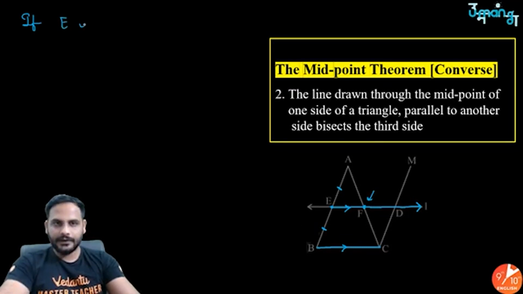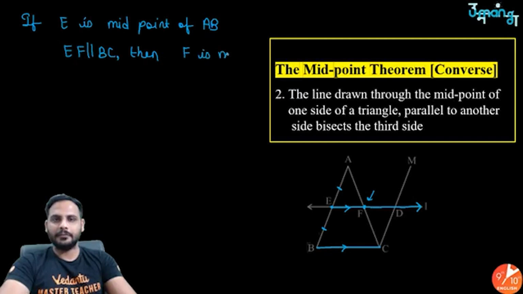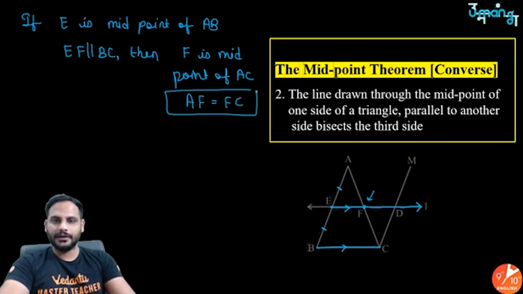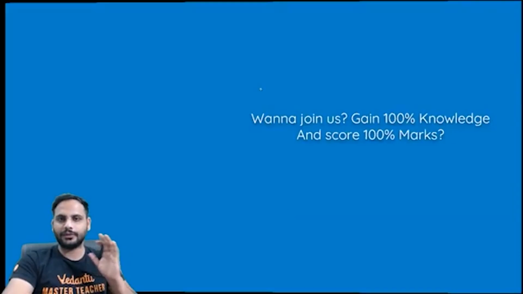if E is the midpoint of AB. This is a very important theorem. The converse also is used a lot. Whenever you have to prove that some point F is the midpoint of any side, the converse will be used. So if E is the midpoint of AB and EF is parallel to BC, then I can clearly say F is the midpoint of AC. That is, AF is equal to FC. Okay, these are all the theorems and concepts involved in this chapter. Now let's look at some questions.